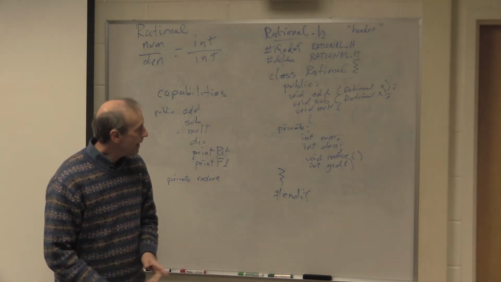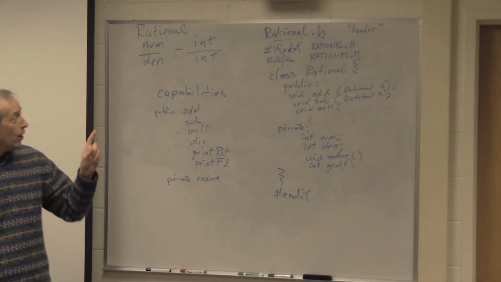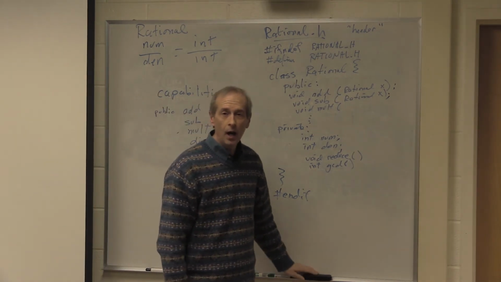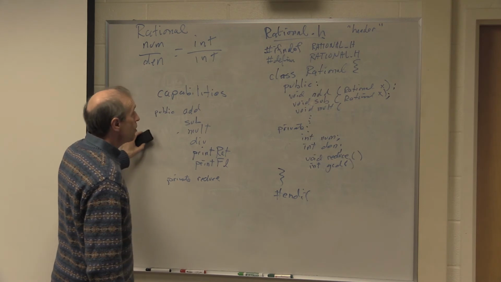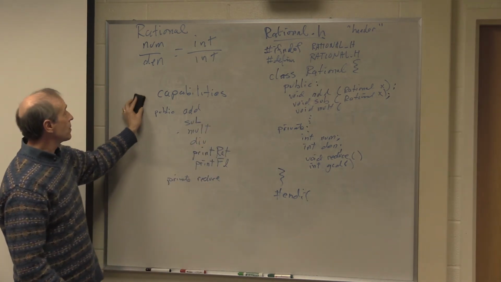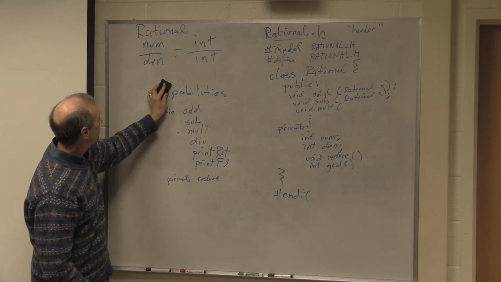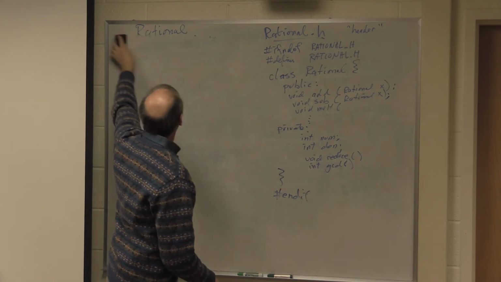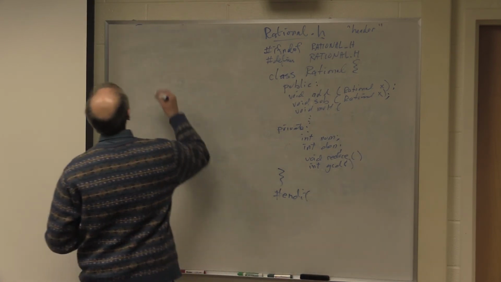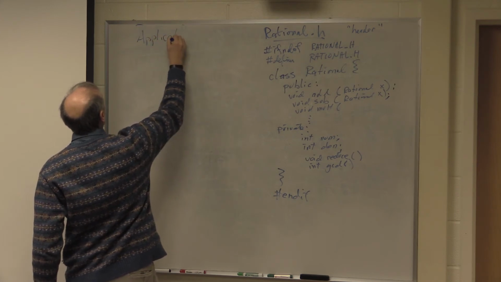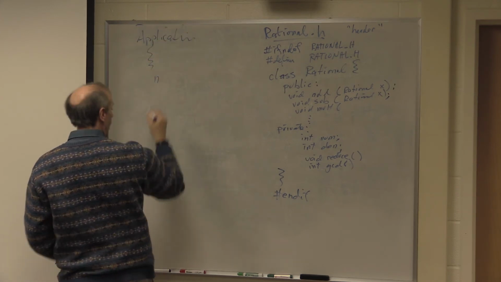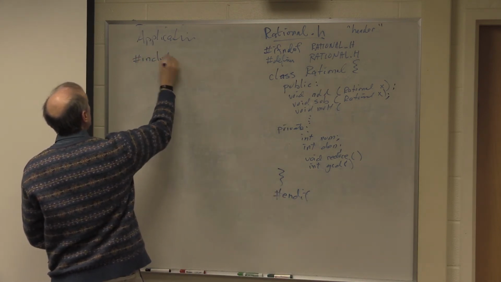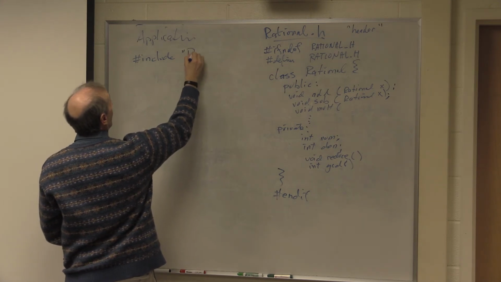Okay? Now, before I go to the rational.cpp, let me show you how we will use these in the main program. Okay? So in your application, you'll do the usual, in your application, you will now say include rational.h.